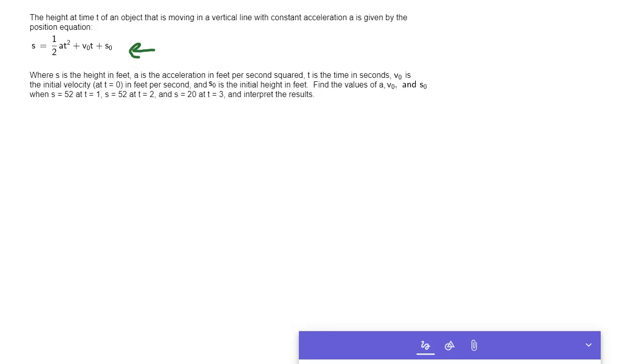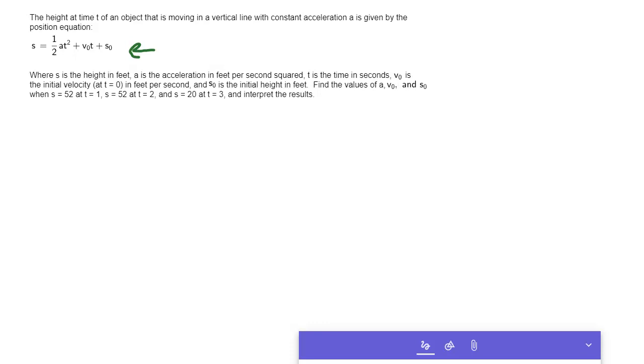acceleration a is given by this position equation, where s is the height in feet, a is the acceleration in feet per second squared, t is the time in seconds, v sub naught is the initial velocity at time equals 0 in feet per second, and s sub naught is the initial height in feet.